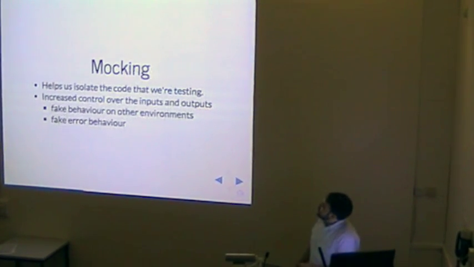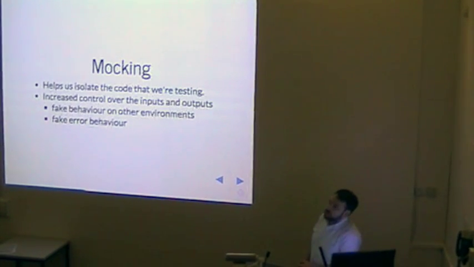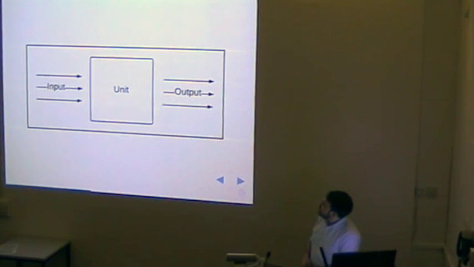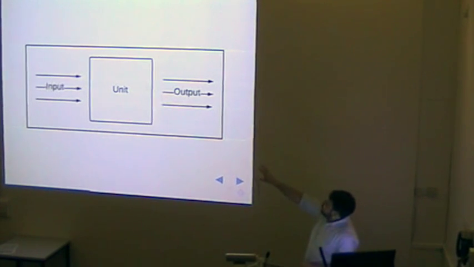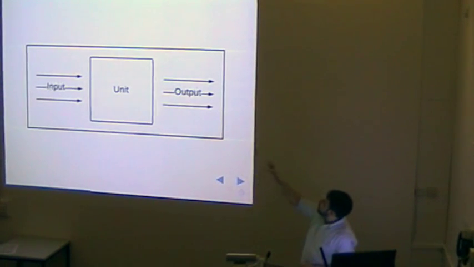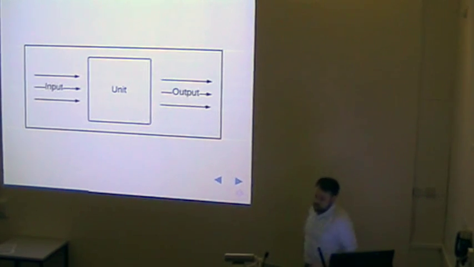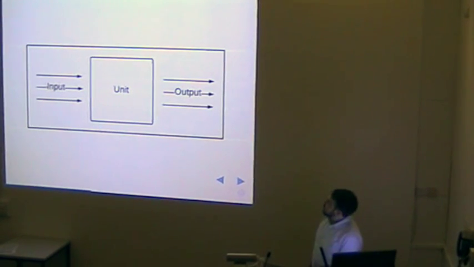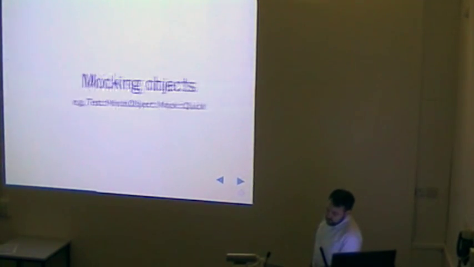So mocking helps us to isolate the code that we're interested in testing. We have increased control over the inputs and outputs. We can fake behavior on other environments. We can fake error behavior. And here's another rubbish diagram. You're interested in testing the unit, you need to be able to control the inputs and outputs, then you've got an isolated unit test, which is maybe desirable depending on your system.